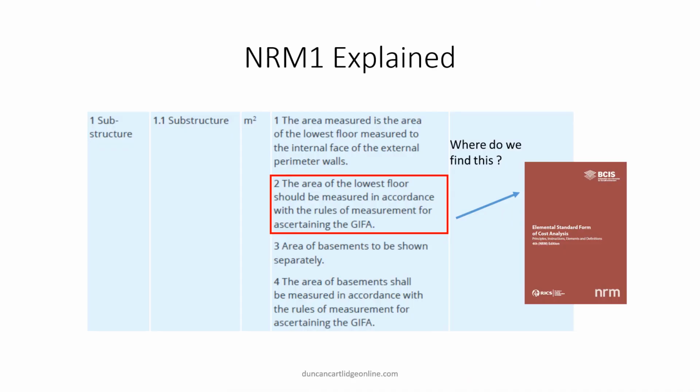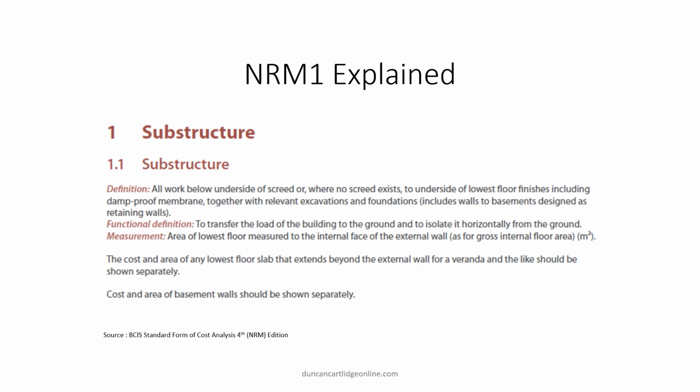This page illustrates the NRM1 rules for calculating the cost of substructures for an order of cost estimate. It shows that the element substructures should be measured in square meters based on the lowest floor area. But what constitutes the lowest floor? This is where the elemental standard form of cost analysis comes into its own. It defines the parameters of the elements. And here is the definition of the element substructure from the BCIS standard form of cost analysis.